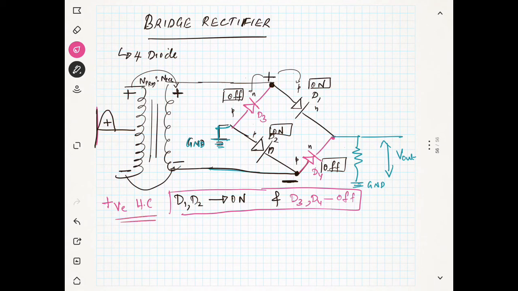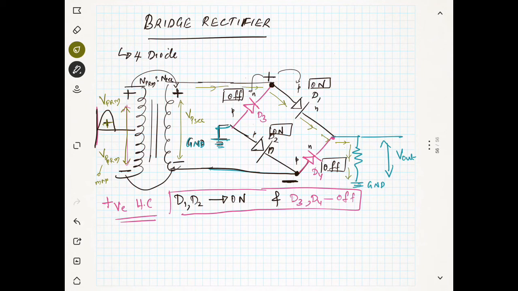So what will happen? You have a voltage here, which is nothing but V primary, and the maximum is Vp primary. You have a voltage here which is Vp secondary, the maximum voltage. Because of this, you have a current like this. The current will move through D1 because D1 is on, and it is going to the ground.